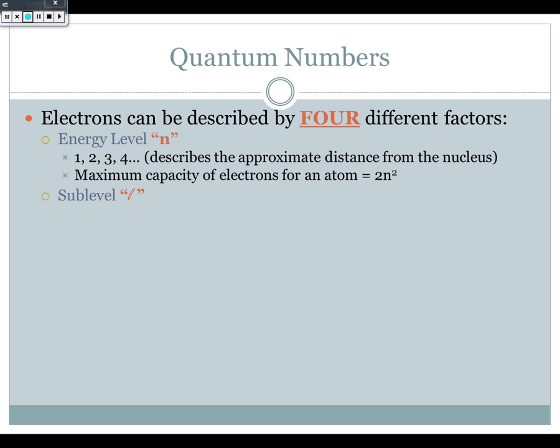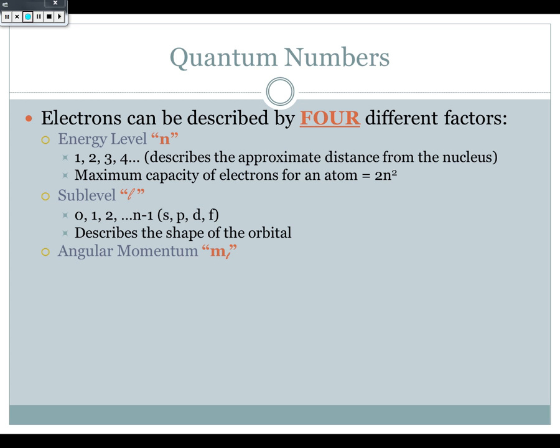And then we have sublevel, or l. Sublevel describes the type of orbital that we're talking about, either s, p, d, or f, and ranges from 0 to n-1, although technically there are only 4 options, so it's really 0, 1, 2, or 3. They describe the shape of the orbital. Angular momentum, or m sub l, ranges from negative l to l, and that describes the location of the electron in the orbital, or more in the sublevel.